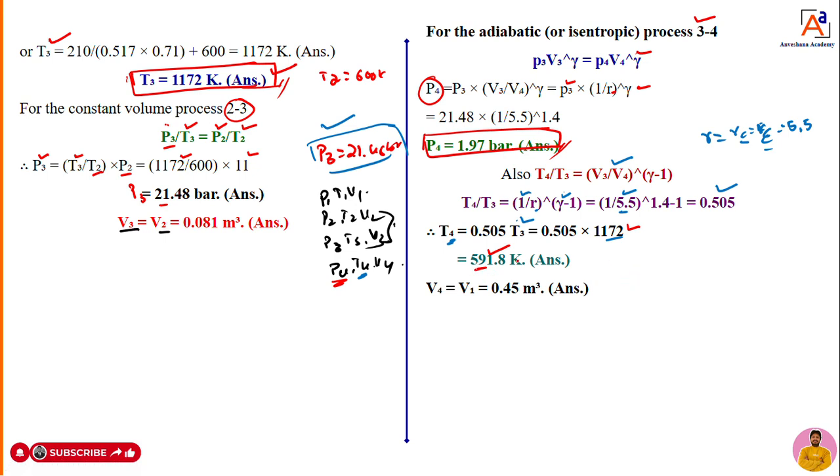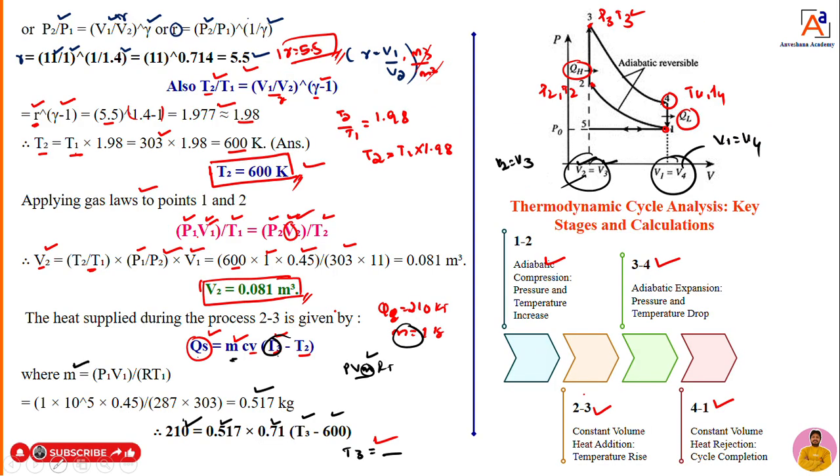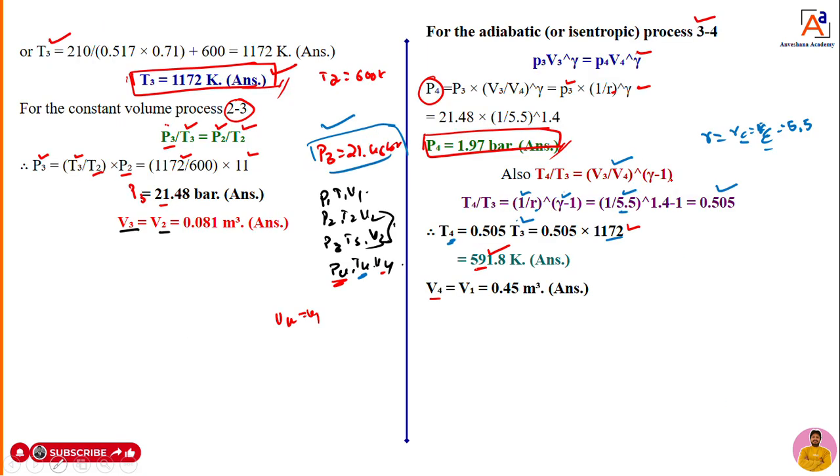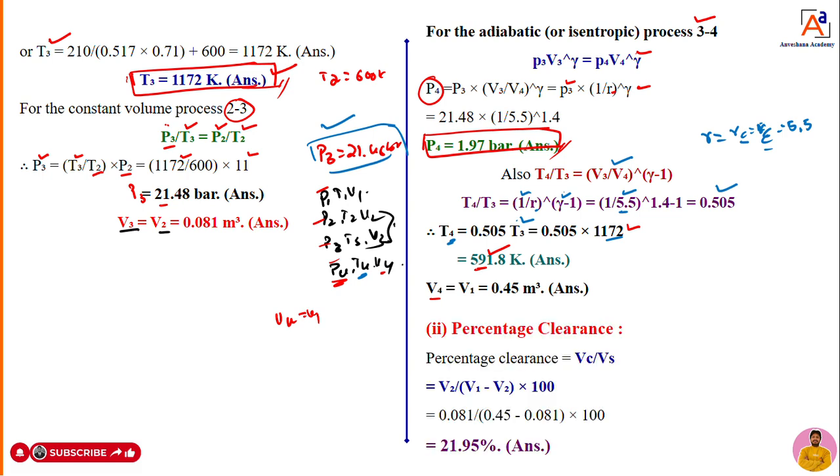Now I have calculated T4. But dear students, I don't know the value of V4 also, right? That V4 we know already. V4 is equal to V1. You can see now V1 is equal to V4. So that means I have calculated all the values, pressure values and temperature values, at all points: point 1, 2, 3, 4. Okay, fine. This is our first finding.